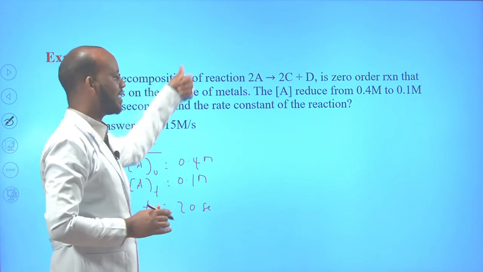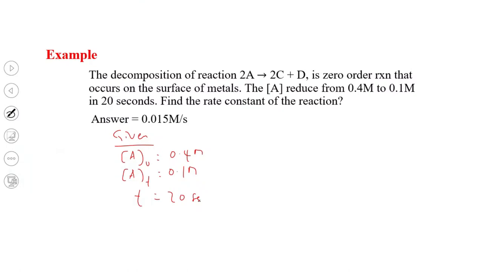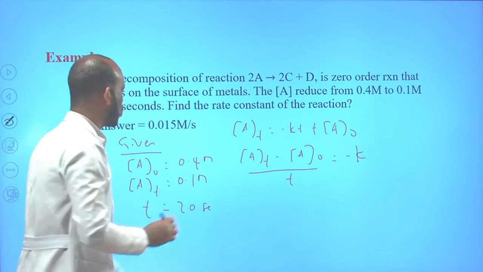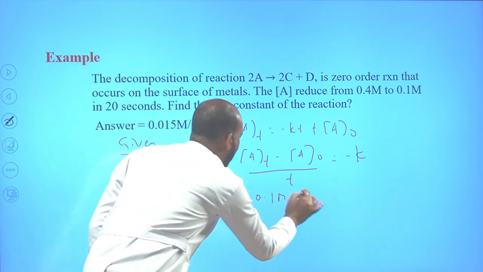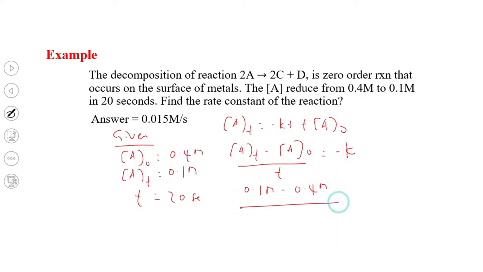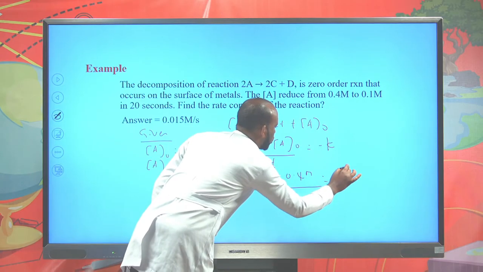Now for a zero order reaction, an integrated rate equation is this: concentration of M at any time t equal minus kt plus M naught, the initial concentration. From this, concentration of M at time t minus initial concentration divided by t equal minus k. Concentration of M at time t, when t is 20 seconds, is 0.1 molar, minus initial concentration 0.4 molar, divided by t, 20 seconds, equal minus K.